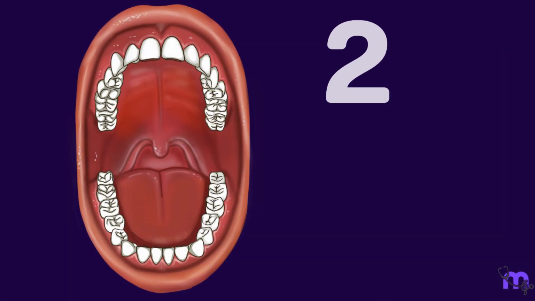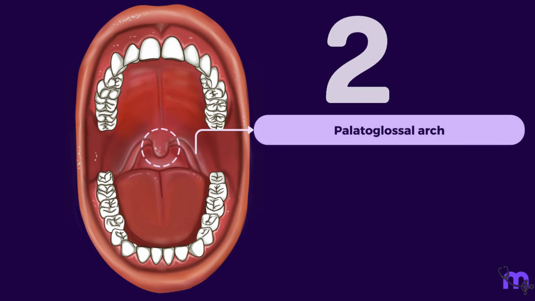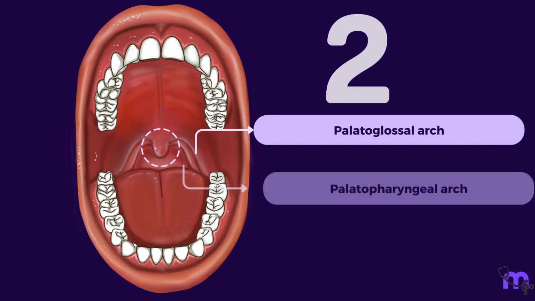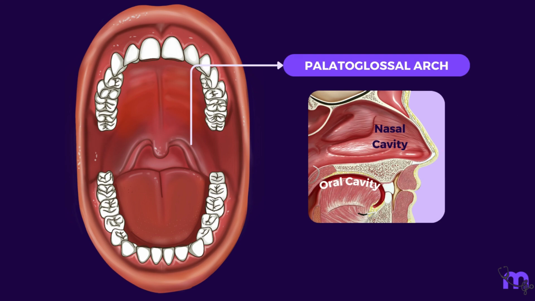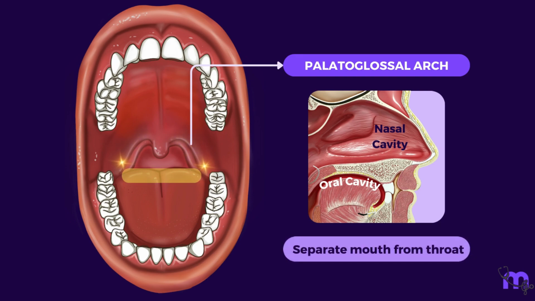There are two mucous folds that extend from the soft palate, specifically the uvula. These are the palatoglossal arch and the palatopharyngeal arch. The palatoglossal arch is located on the sides of the soft palate and extends downward towards the base of the tongue. It helps separate the mouth from the throat.